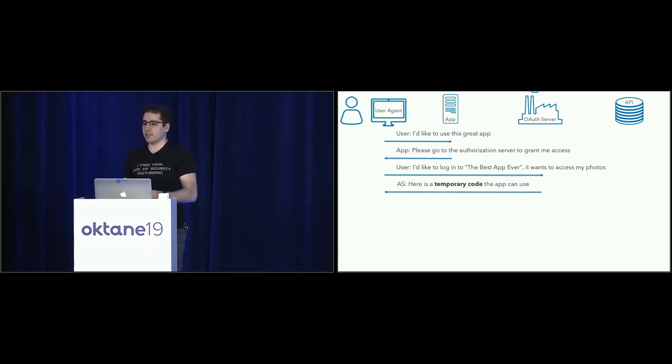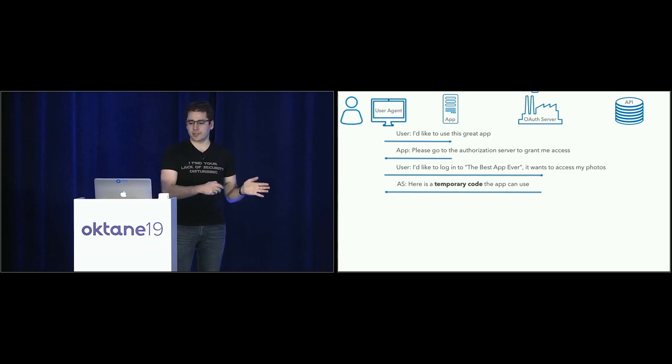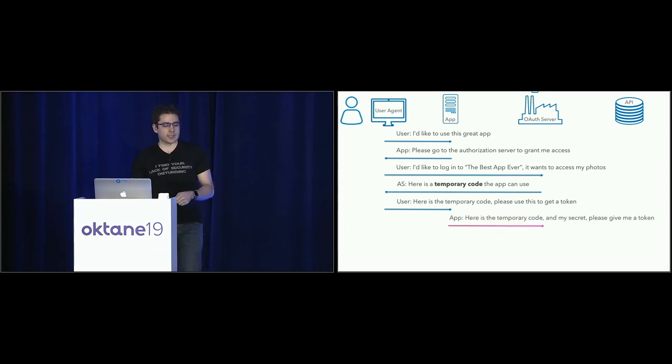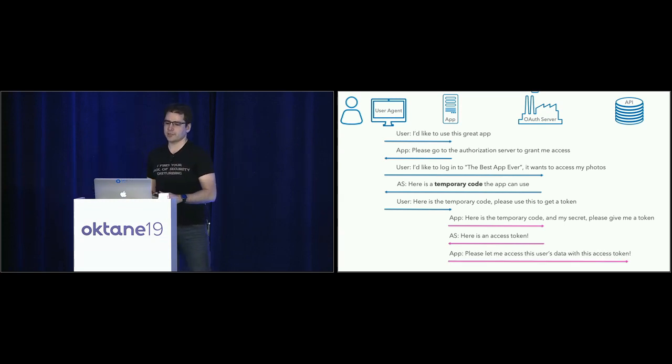Assuming the user clicks OK, the OAuth server will create a temporary code and give it back to the user. And the user then takes it to the application. And the application is like, great, now I can go get a token with this. So the app says to the OAuth server, here's the temporary code I got from the user. I would like an access token. And the server replies back with an access token, and now it can go make API requests.